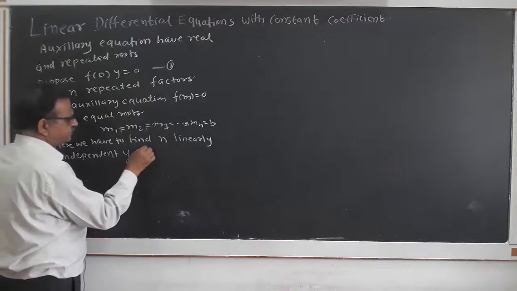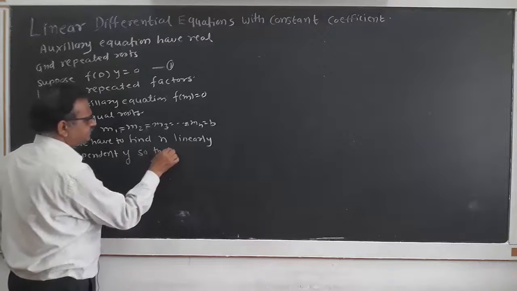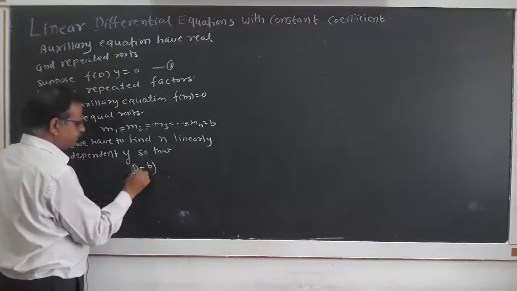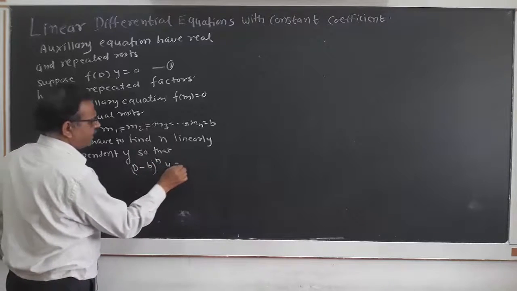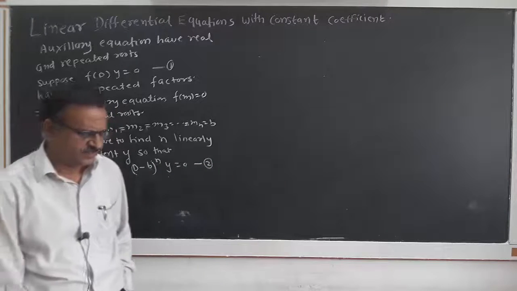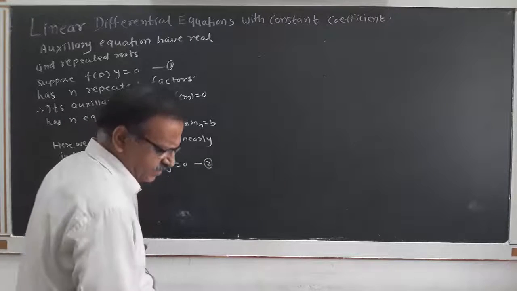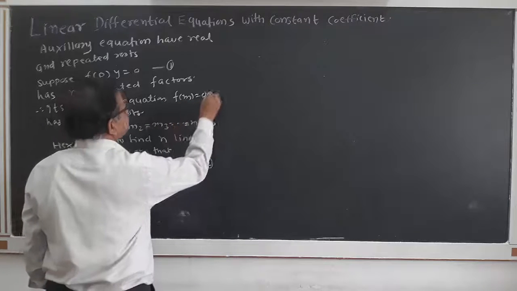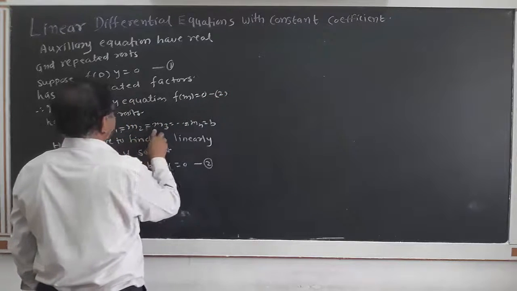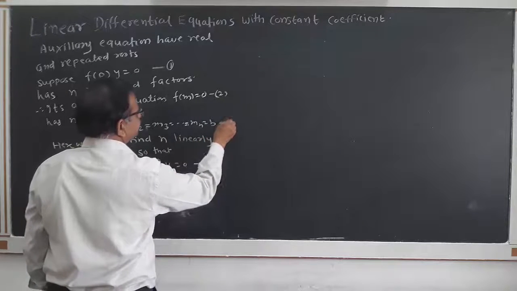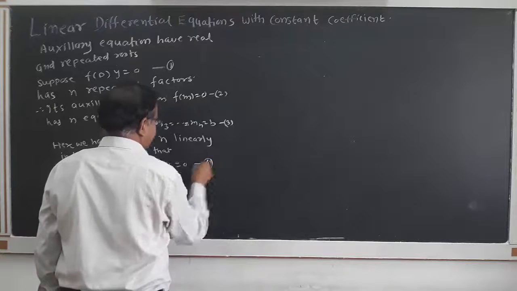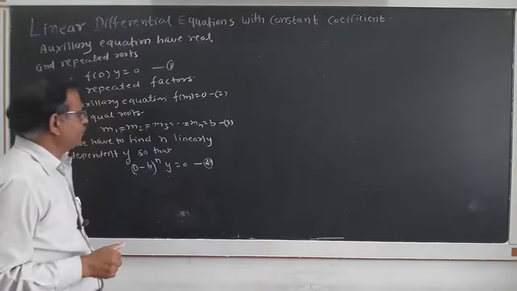so that (D minus b) raised to n y equal to 0. We shall call this equation second, this third, and this a fourth equation: (D minus b) raised to n y equal to 0.